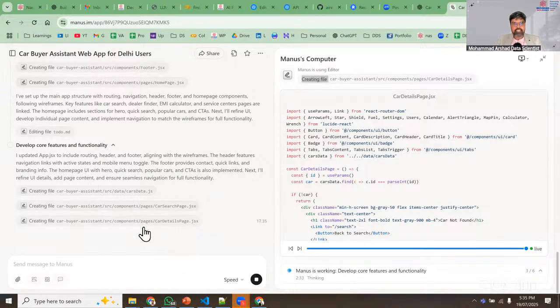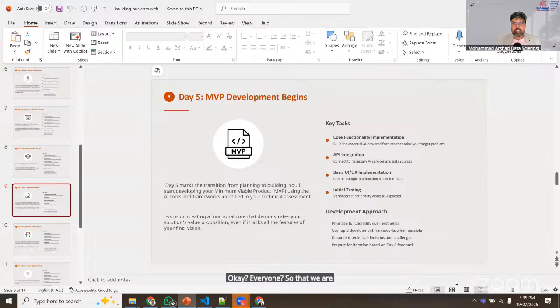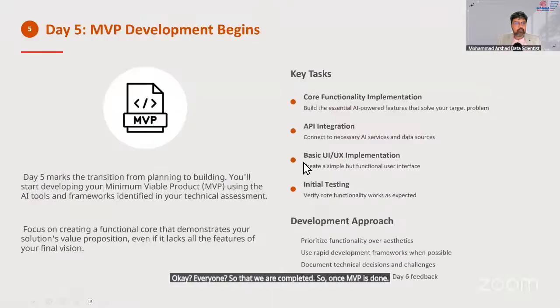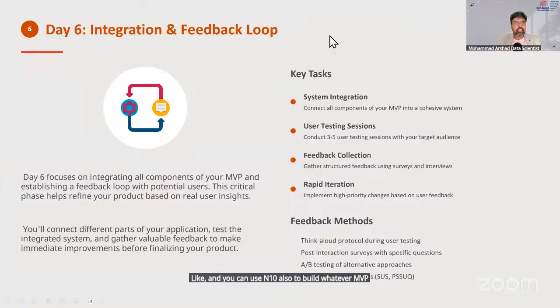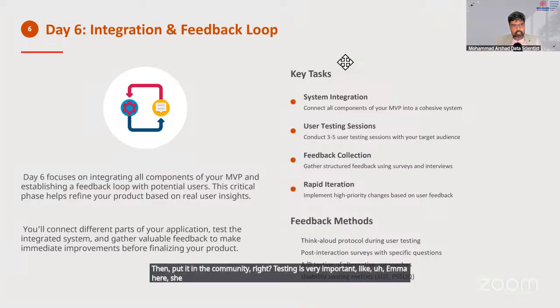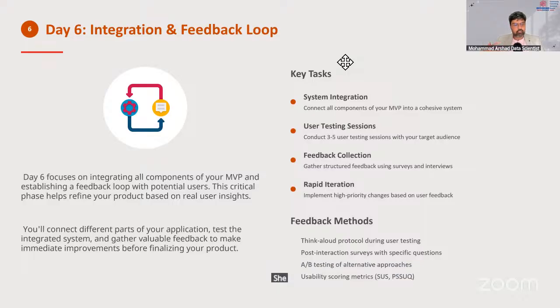Okay, until this is getting generated, I will finish my slides. Okay, everyone, so that we are completed. Once the MVP is done, and you can use n8n also to build whatever MVP you are building, then put it in the community. Testing is very important. Like Emma here, she has an application. She wants us to do the testing. She wants community updates. She wants people to test it out and give feedback. This is very, very important for whatever you're building.